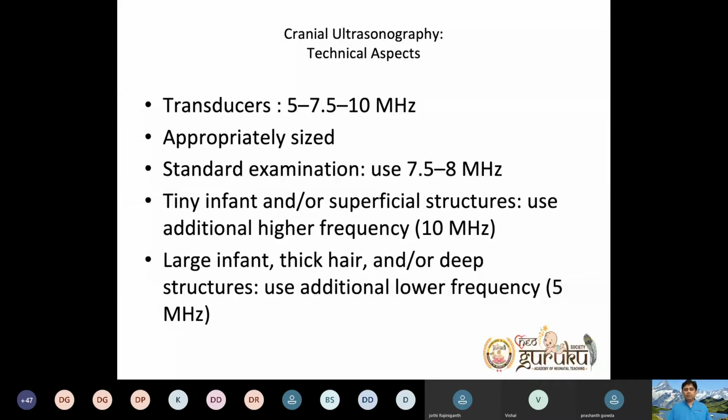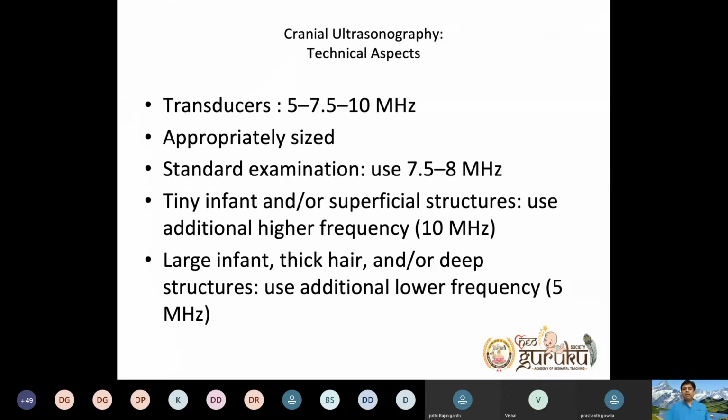Transducer, any type of probes you can use. Curvilinear would be best, depending on the age. If you're looking at the superficial part, high frequency probe would be better. If you're looking at the deeper part, low frequency would be better. So based on that, ideally, around 7.5 to 10 hertz would be a standard one, which you can think of.